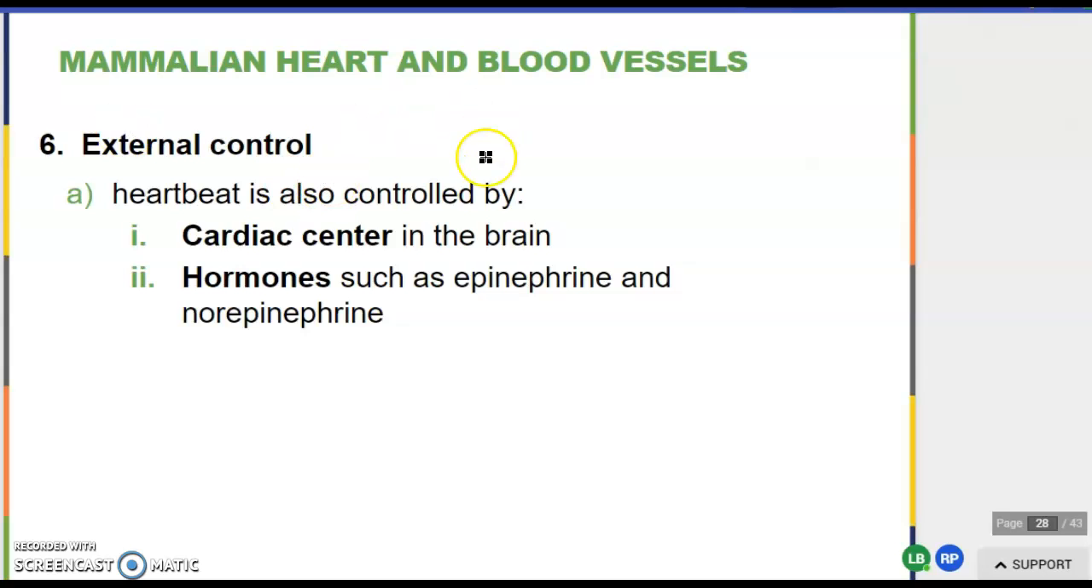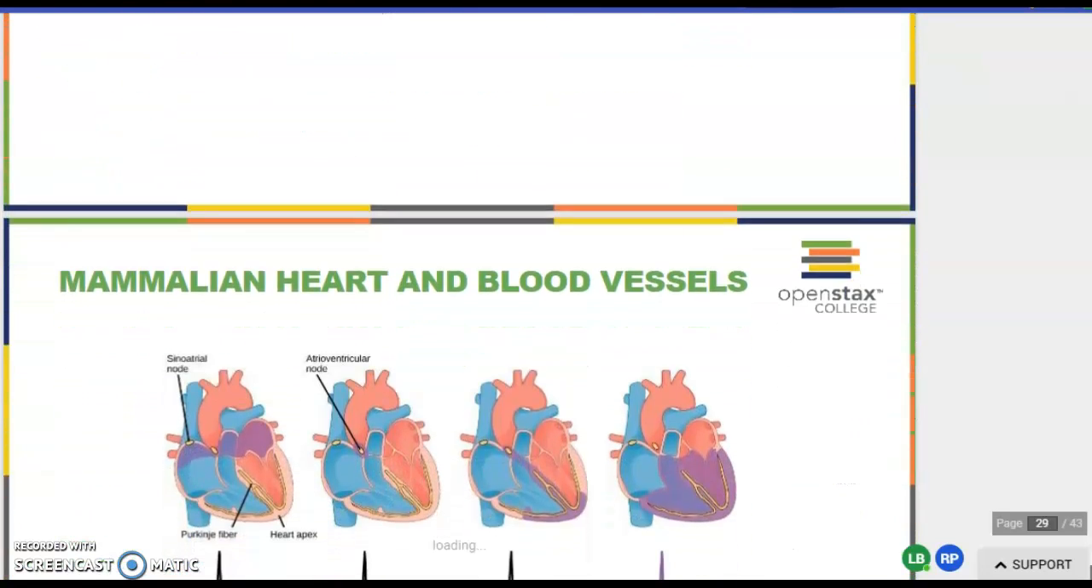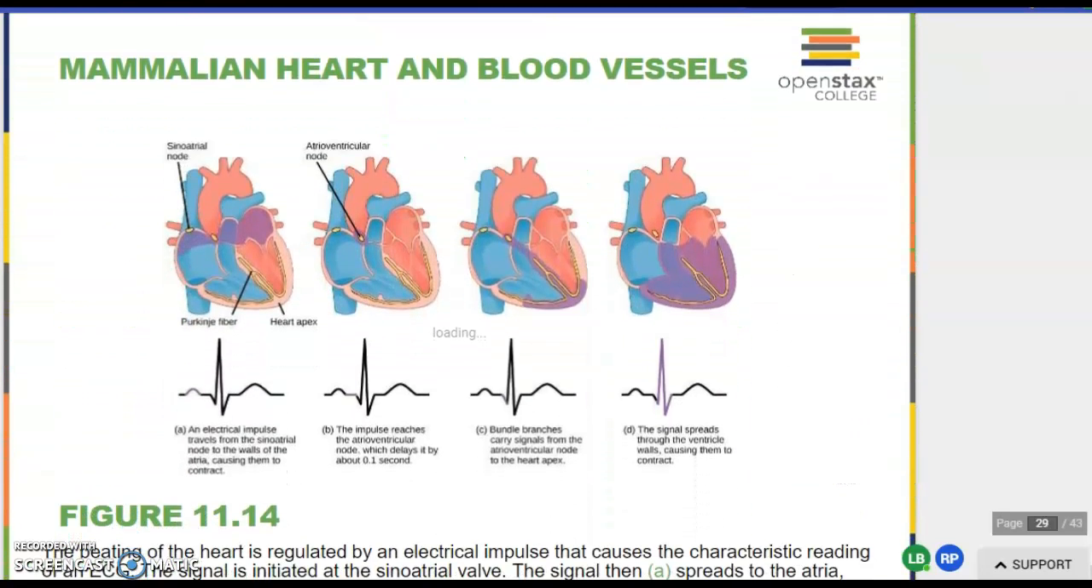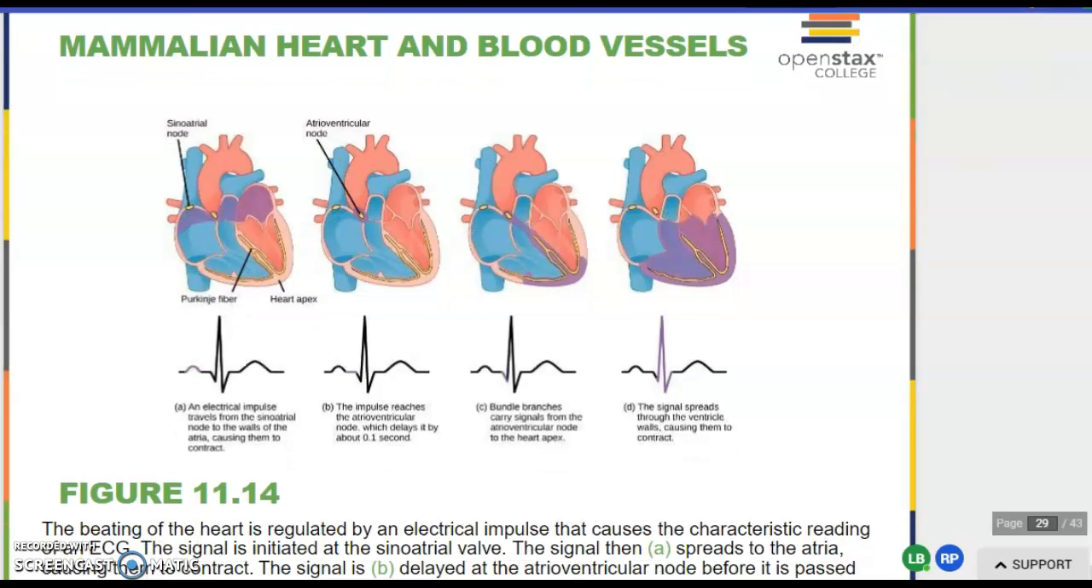It's controlled by the cardiac center in the brain and also by hormones like epinephrine and norepinephrine. So we don't have to worry about telling our heart to beat. That's really important. It is again an important part of homeostasis, and that has to happen.